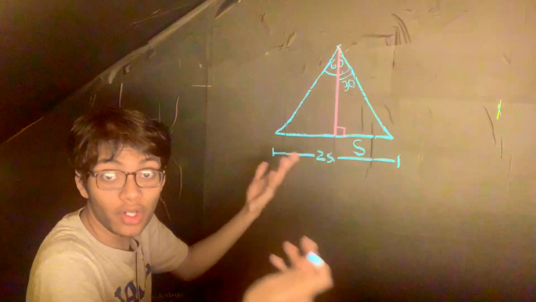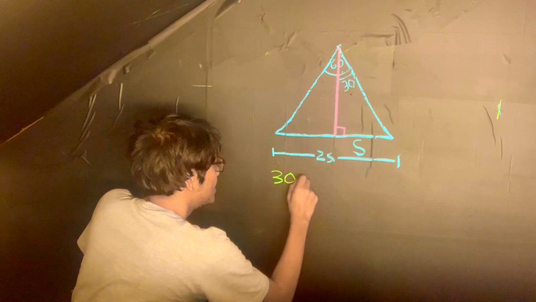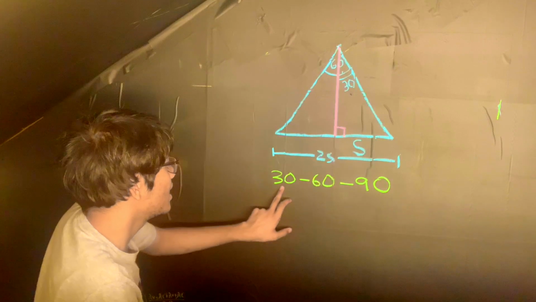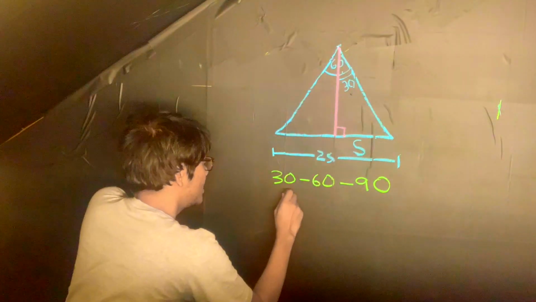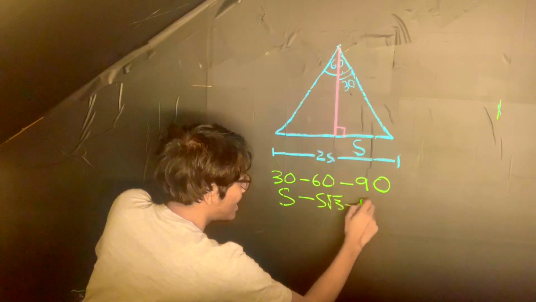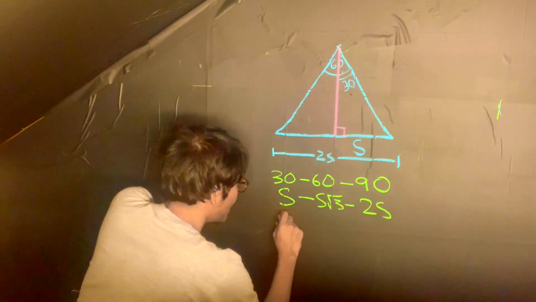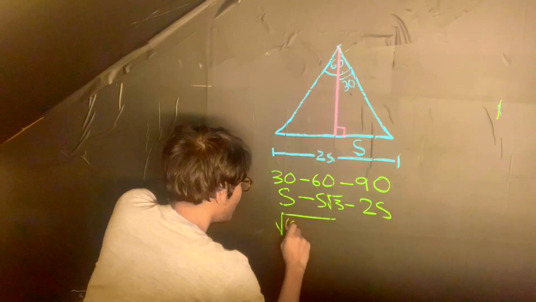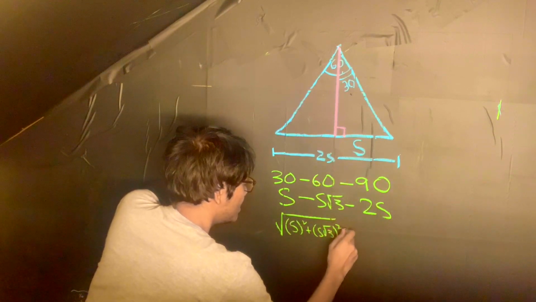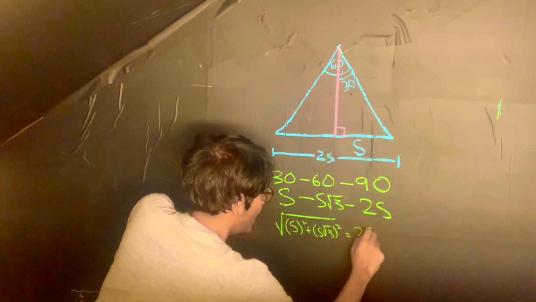So recall the ratios of a 30-60-90 triangle. Let me go ahead and remind you what those ratios are. The side opposite the 30 degrees is s. The side opposite 60 degrees is s root 3. And the side opposite 90 degrees is 2s. And of course, we can confirm by the Pythagorean theorem that indeed the sum of the squares of s and s root 3 is indeed the square of 2s. Okay, so that's going to give us none other than 2s.